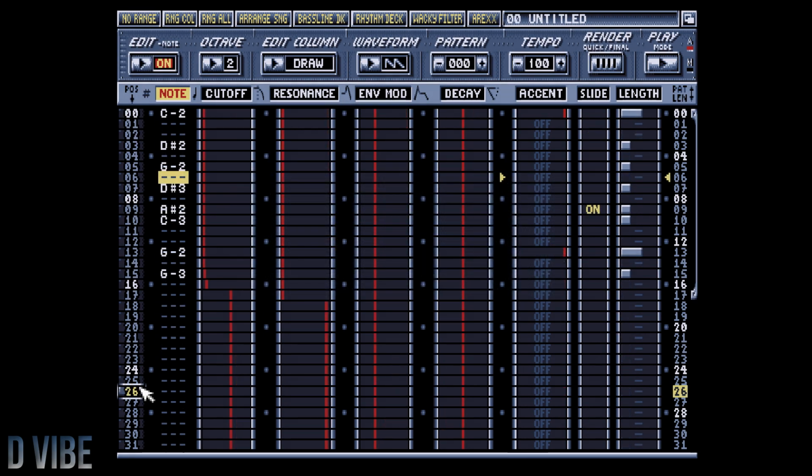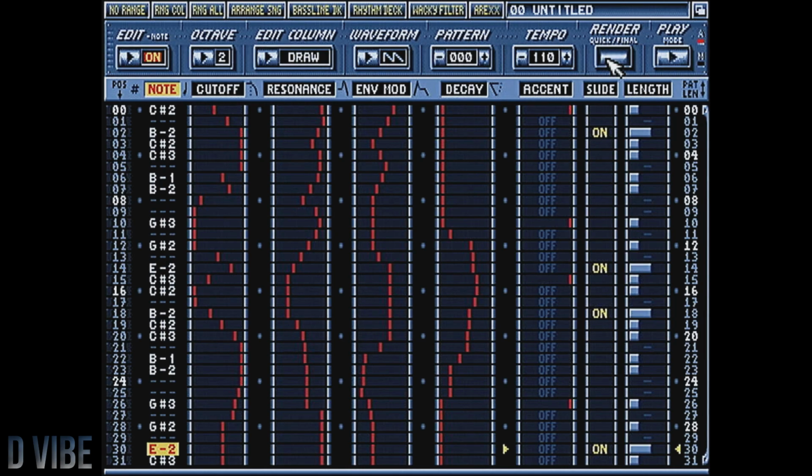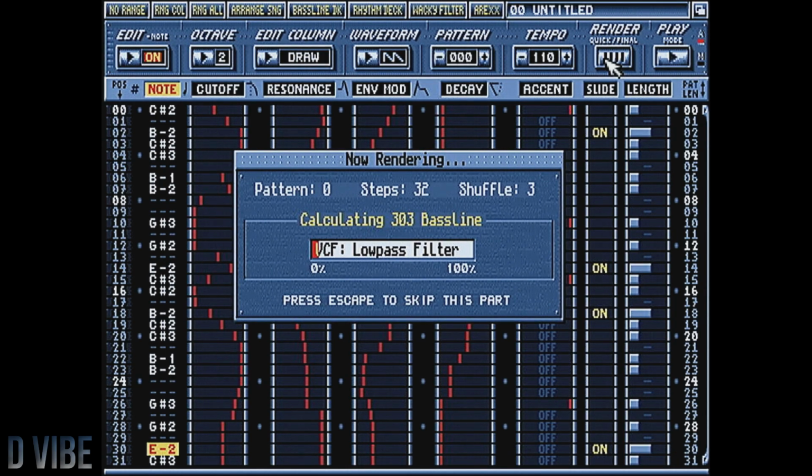The synth software is not real-time. In fact, since it's coded in Amos, which is a high-level BASIC interpreter, it is really slow. What you see now is actually video footage taken from a real Amiga when a bassline with 32 steps is rendered. The CPU used is the Motorola MC68030, clocked at 50 MHz.